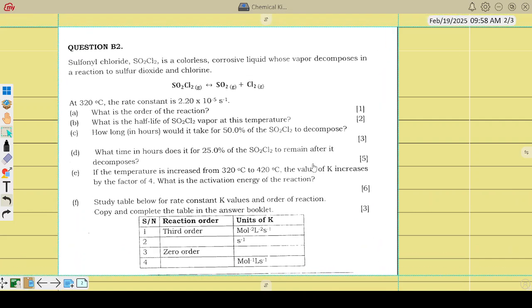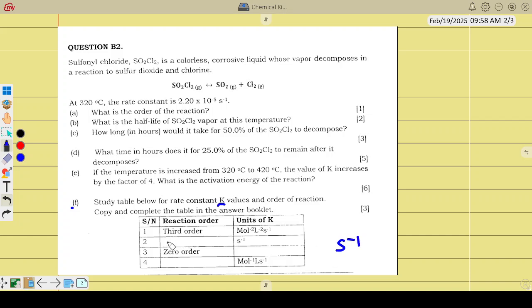This was my favorite. You see why I was telling you that the units are important. So look at question F. They say study the table below for rate constant k values and then complete it. So just by looking, you see where the units are S inverse, you just know that whether they like it or not, I've gotten this one correct. This is a first order reaction. Easy. You see how life is easy when you've understood things.